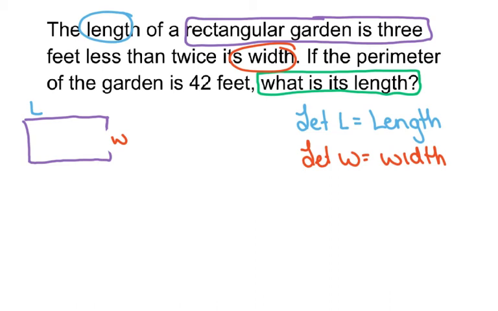Now, when I'm looking at this, my first equation is in that first sentence. The length of a rectangle is 3 feet less than twice the width. So we have to create that. So the length is means I have an equal sign. 3 feet less than, remember that comes after when we were setting up expressions, twice its width. So I'm going to have 2w minus 3, twice the width, so 2 times w, and 3 less than that.